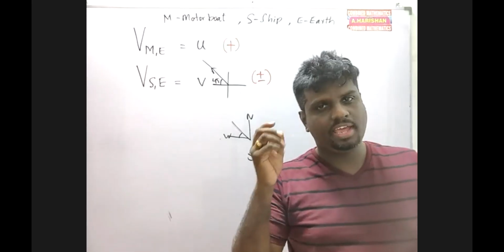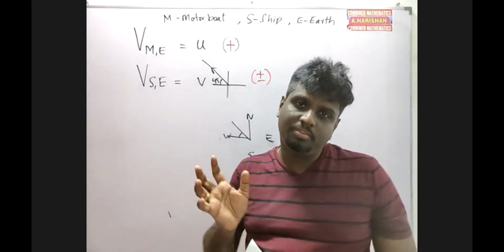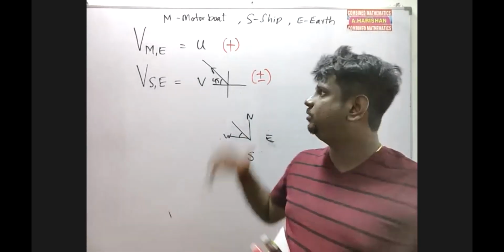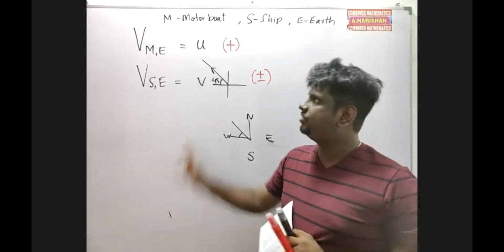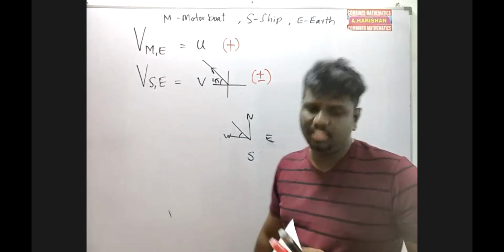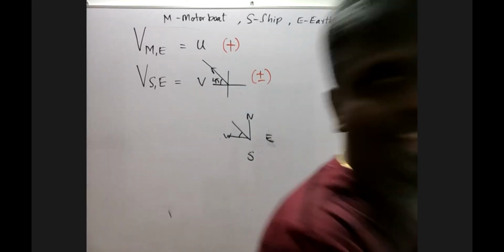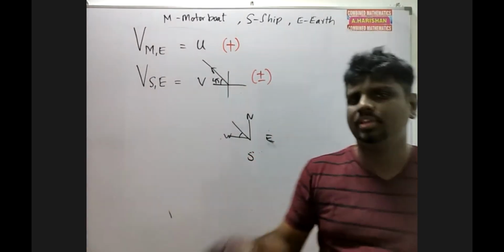Whenever you have magnitude, you mark it as a plus. Whenever you have direction, you mark it as a minus. Whenever you have both, you mark it as a plus and minus. That's all. Okay, so in this question, something like this. Very good. So that's it. I'm not going to mark anything other than that.